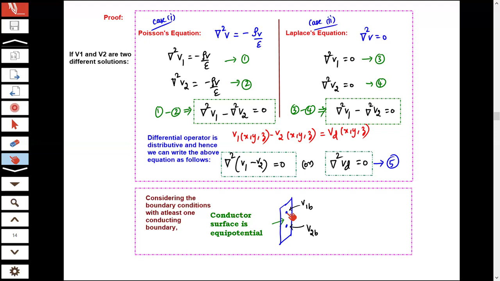If I consider two points, 1 and 2, and at point 1 the potential is V1, and at point 2 the potential is V2, and this conductor surface is the boundary for the electrostatic field problem, then V1 at the boundary and V2 at the boundary are equal, because the conductor surface is an equipotential surface. If these are equal, the difference of the two is zero. That is, the difference function Vd at the boundary of the conductor surface equals zero. We are marking this as equation number 6. We will make use of equation 5 and equation 6 in our proof by contradiction.